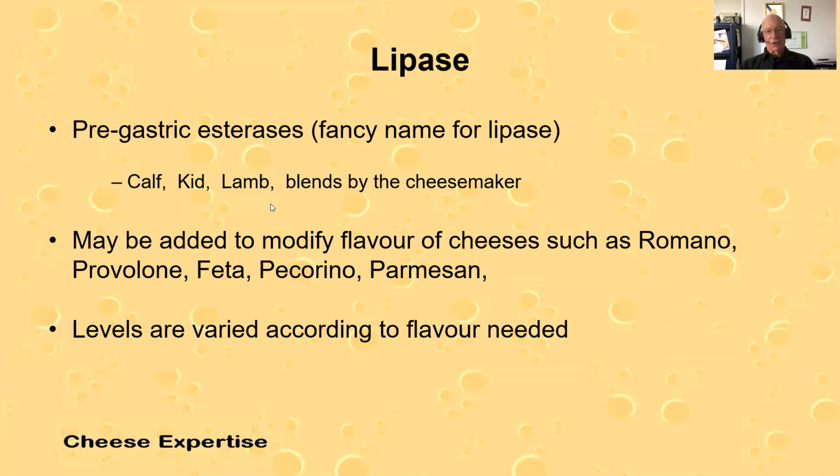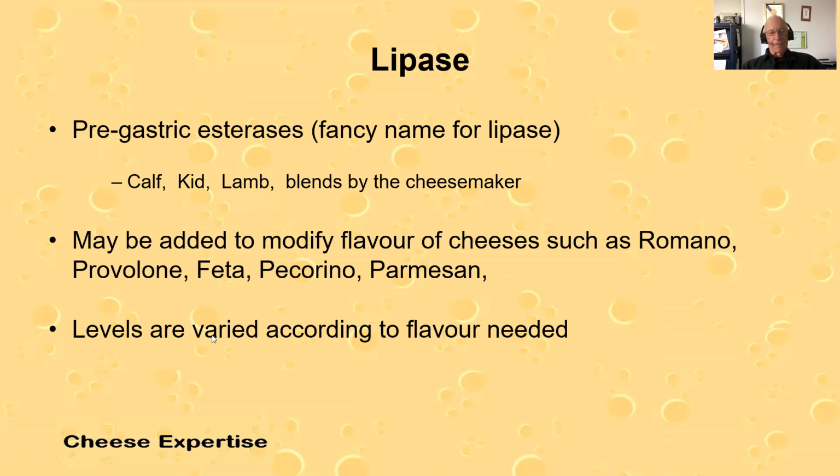So they might be used to modify cheeses, commonly cheeses such as Romano, Provolone, sometimes feta, not very often, but sometimes feta, pecorino, and sometimes Parmesan. Parmesan doesn't need it if it's made from raw milk, because the raw milk will contain its own natural lipases. But if it's pasteurized, you may need to supplement the milk with a little bit of lipase, not very much, just to replace what pasteurization takes out.